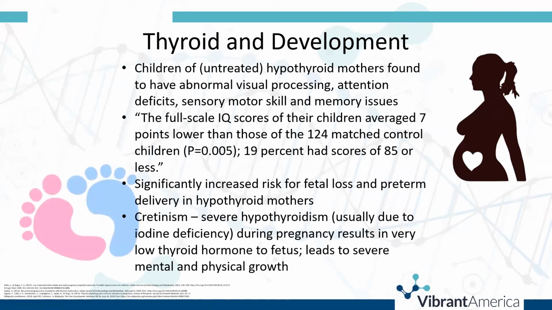The risk for pregnancy loss for women with all types of thyroid conditions is very high. It really depends on where you look, but the research will say that the risk of pregnancy loss is increased from between 4% and 200%, depending on the thyroid condition. And cretinism is listed on here. It's rare, especially in the United States, but it's an extreme example of how hypothyroidism and severe iodine deficiency can affect a fetus.